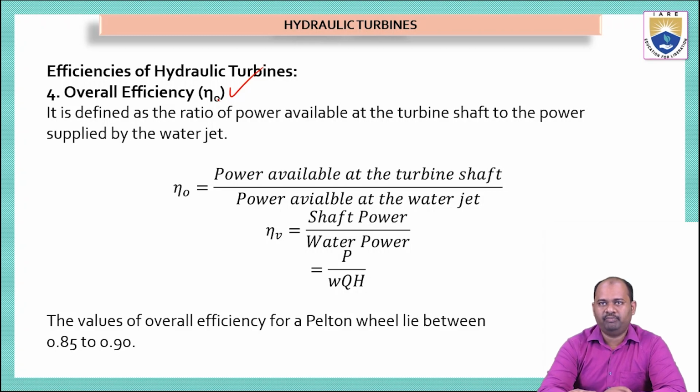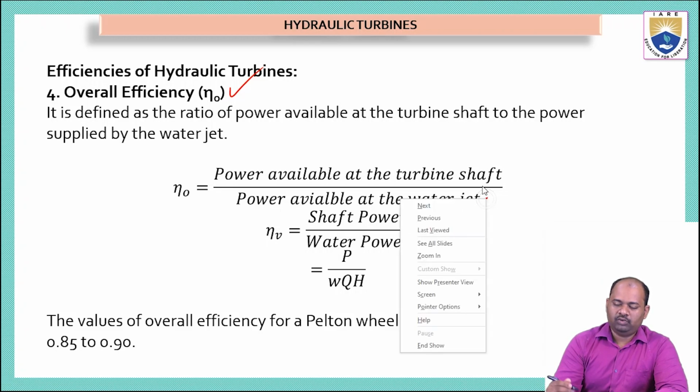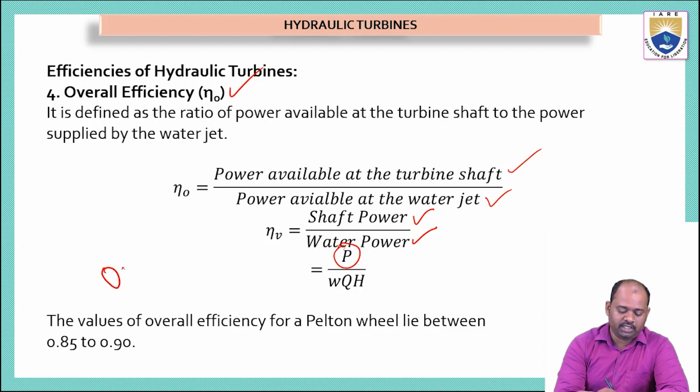It is defined as the ratio of power available at the turbine shaft to the power supplied by the water jet. Okay. So we'll take the power that is available at the nozzle in the denominator, and in the numerator we'll take the power that is available at the shaft. Simply this can be written as shaft power divided by water power. Shaft power will be denoted with capital P, and water power is denoted with small w QH. Okay. So the overall efficiency values lie between 0.85 to 0.90.